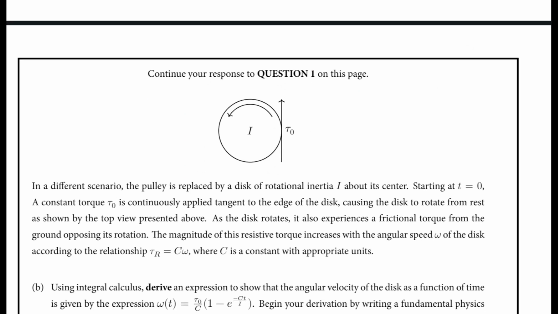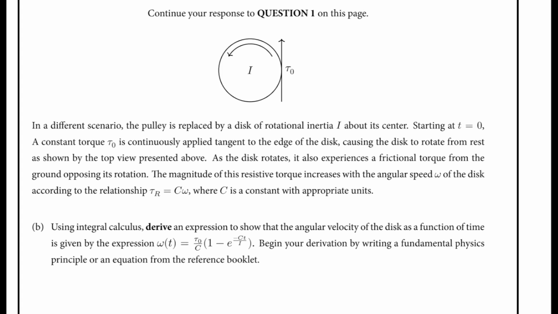Now, part B. This part of the MR is always the same topic, but just entirely unrelated, or at least a good part B should be. In a different scenario, the pulley is replaced by a disk of rotational inertia I about its center. We're applying a torque T0 about the edge of the disk, causing it to rotate.